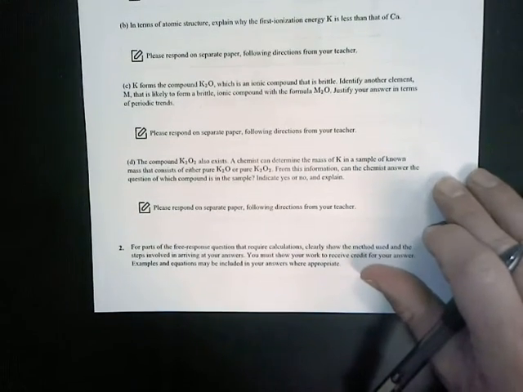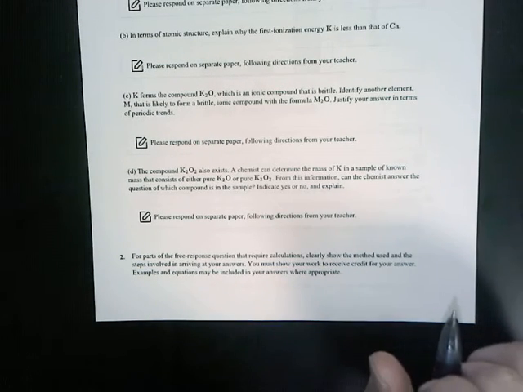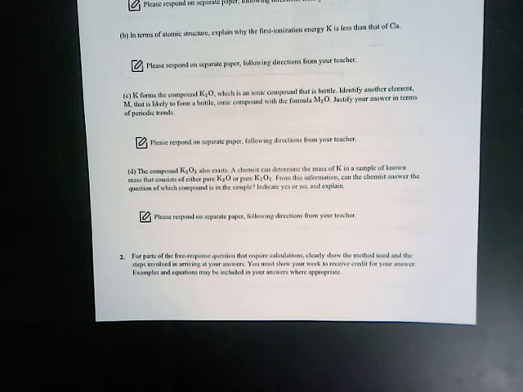Okay? So now we get to question 1B. It says, in terms of atomic structure, explain why the first ionization energy in potassium is less than calcium. So again, we look at the periodic table, and calcium is just to the right of potassium. But potassium has a lower first ionization energy than that of calcium.